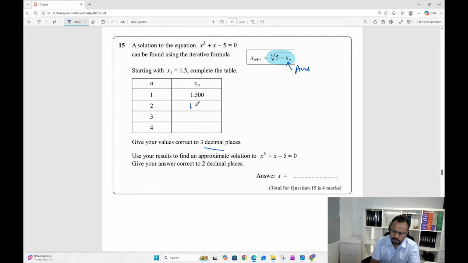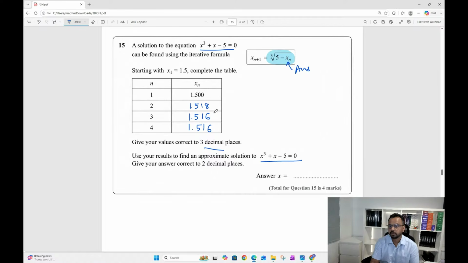1.518, and the digits 29 after that. So that's fine. Now all I need to do to get the next one is just hit the equal button one more time. That's it. So you get 1.5156, to 3 decimal places, right? Then the next one, 1.5160, so 1.516. Now use your results to find an approximate solution to this.